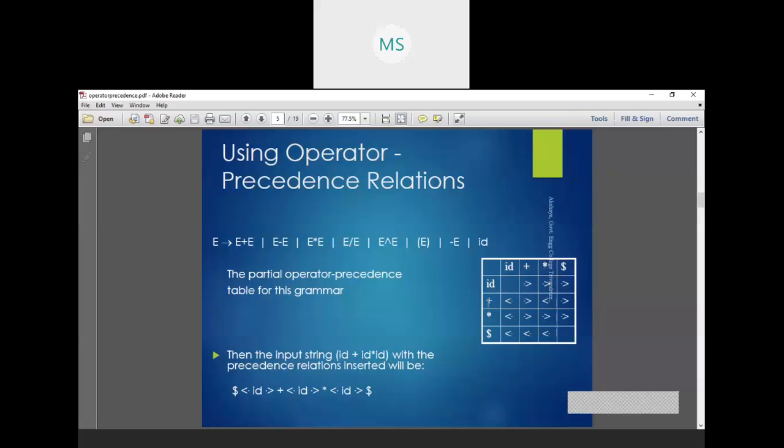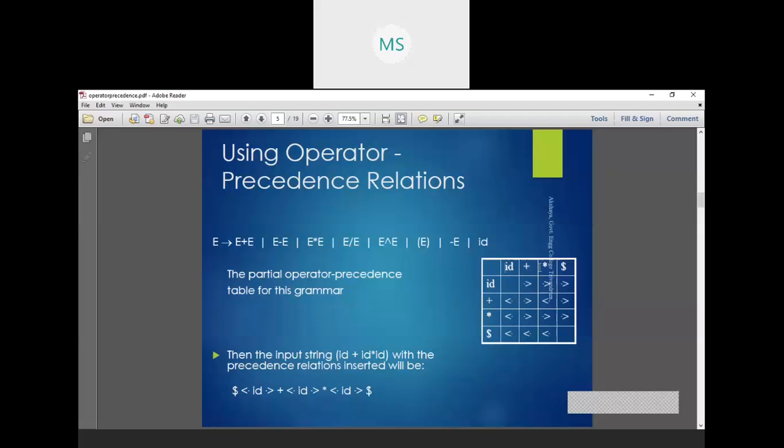Okay, now compare the next row. Plus and ID: ID has the highest precedence, so I am writing the less than symbol. Plus and plus: both have the same precedence, but I have to apply left associativity between the plus and plus. Because of that, I am writing a greater than symbol. In the question, if you are given right associativity, then use right associativity for that one. Or if nothing is mentioned, then you can use equal also.